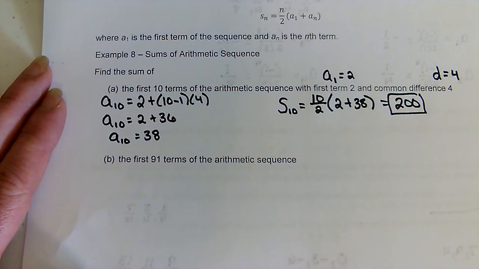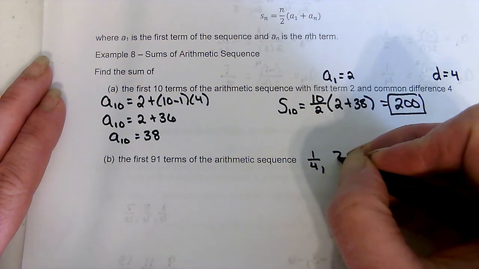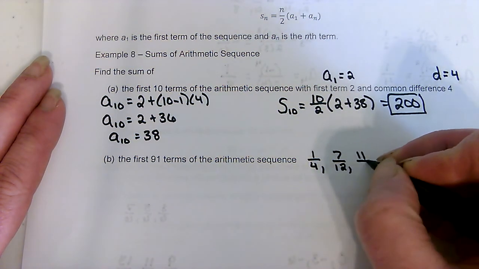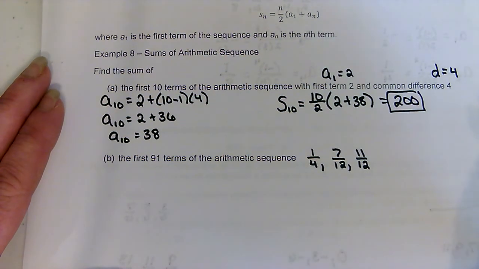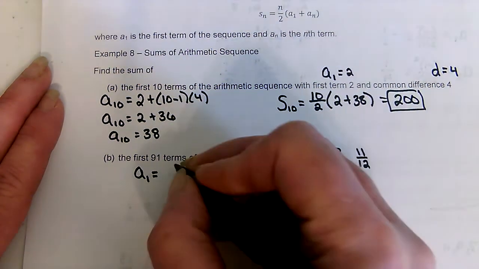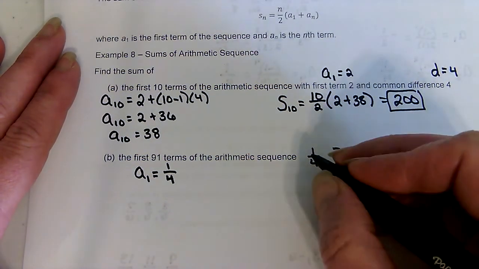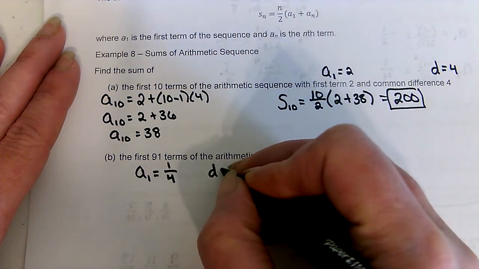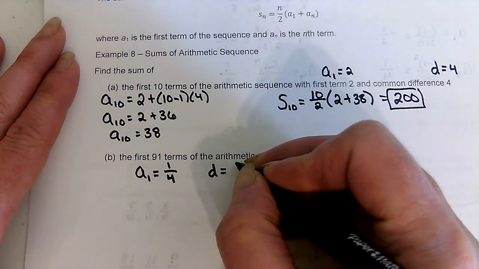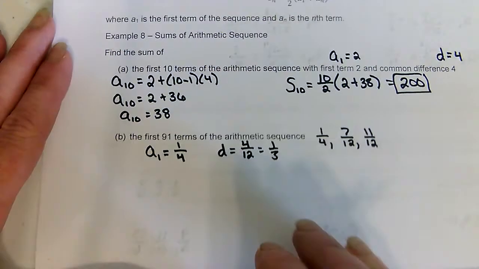What if we were asked to find the first 91 terms of, and I forgot to write it in, this should be 1/4, then 7/12, and then 11/12. Sorry about that. Okay, so if we want to find the first 91 terms, we know the first term. But what's the common difference here? Well, we're adding 4/12 each time, because this would be 3/12. So D is going to be, and I might leave it as 4/12. It might just be easier. Or we could write it as 1/3. We're going to be putting it in the calculator anyway.